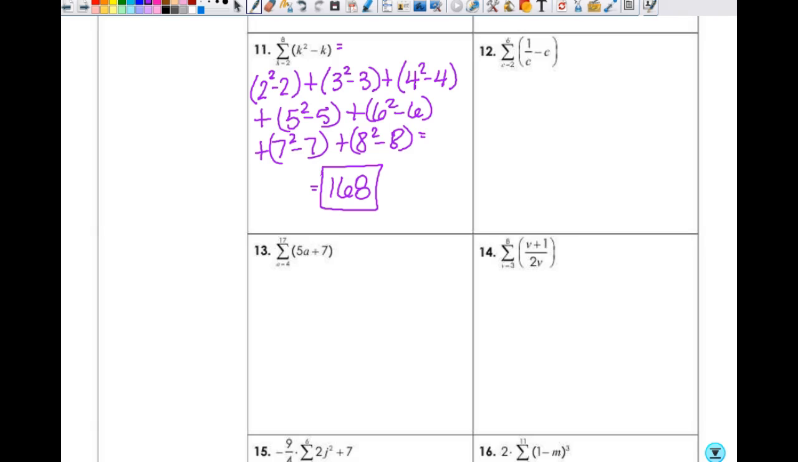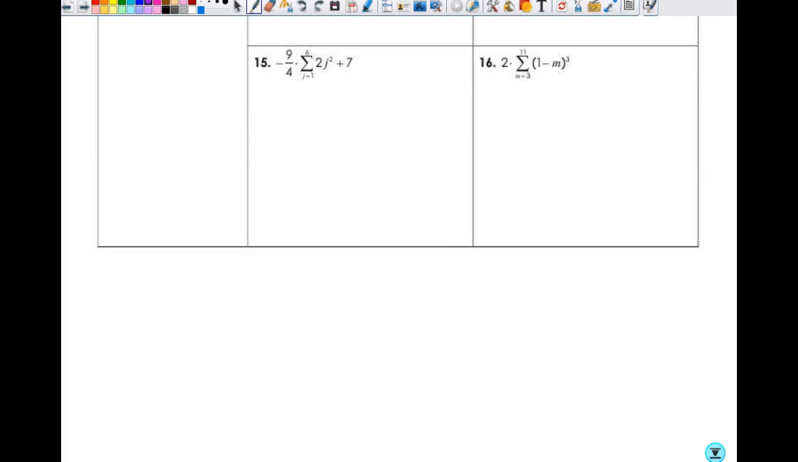I do want to look at 15 though. Because what the difference is on 15 and the rest is that we have this negative 9/4 out in front. So just like anything else you do, you have to do negative 9/4 after you actually find the sum. And we're going from 1 to 6. So when I substitute in 1, 1 squared is 1 times 2 plus 7 is 9. Plus, when I substitute in 2, 2 squared is 4 times 2 is 8 plus 7 is 15. Substitute in 3. 3 squared is 9 times 2 is 18 plus 7 is 25.